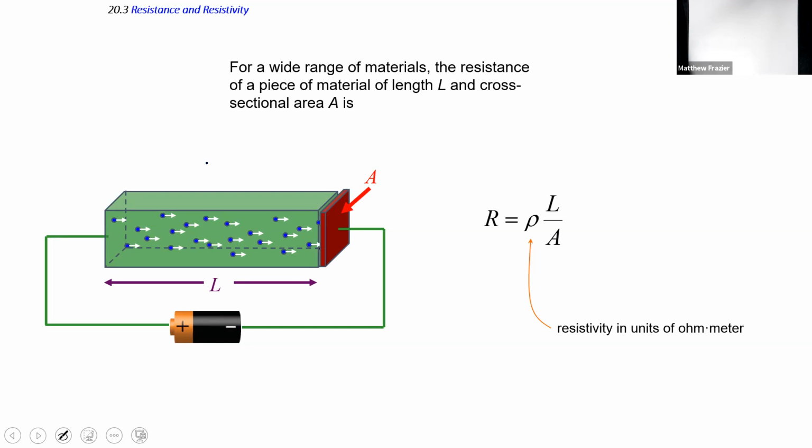So this rho here, which again, we're reusing symbols, this should be density, is also resistivity, and it has units. The units have to work out. L over A will give you units of 1 over meters. So to get resistance in ohms, resistivity has to be ohm meters. And that seems to trip students up, that multiplying 2 units together. This is where it trips people up the most for whatever reason.